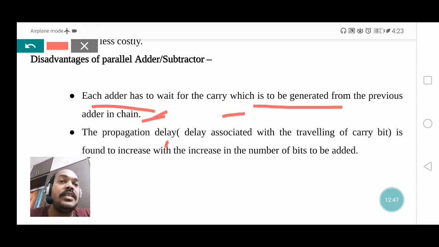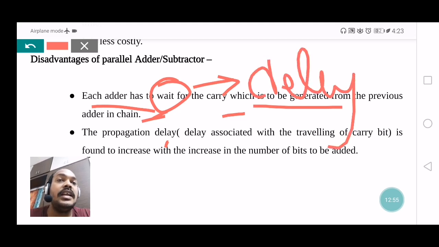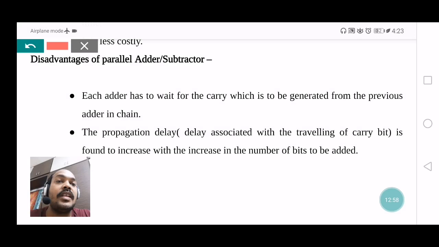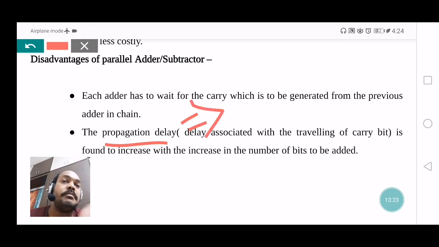The time it waits is nothing but a delay, and this delay is called propagation delay. The propagation delay is a very important parameter, and it should always have a very minimum value. If the propagation delay is more, the performance of the circuit is very low. Here the propagation delay is very high in this parallel adder subtractor, so it is a major disadvantage.